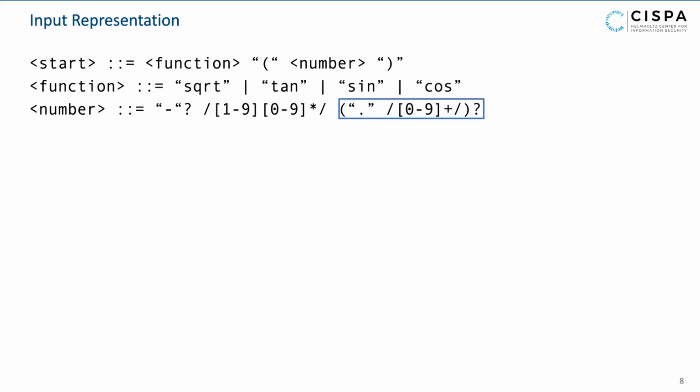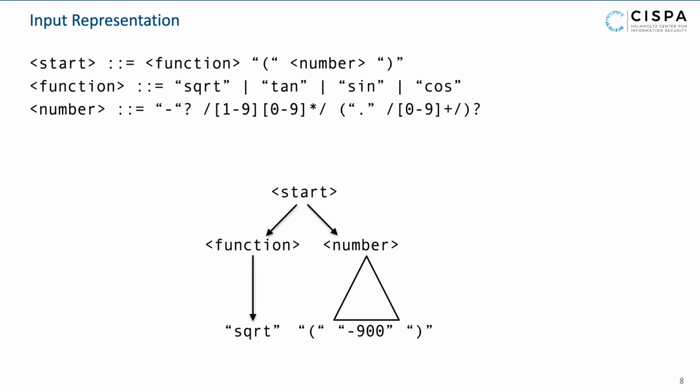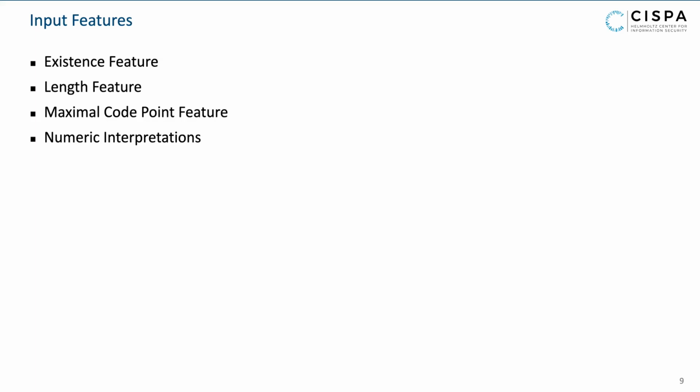We can use this grammar to transform the program input into a so-called derivation tree. For square root of minus 900, the tree looks like this. The start symbol derives function, and function derives square root. On the right-hand side, the start symbol derives number, and number uses several derivation steps to derive minus 900. I've used a triangle to denote that there are several derivation steps below number. We will derive 4 types of input features from this: existence features, length features, maximal codepoint features, and numeric interpretations.